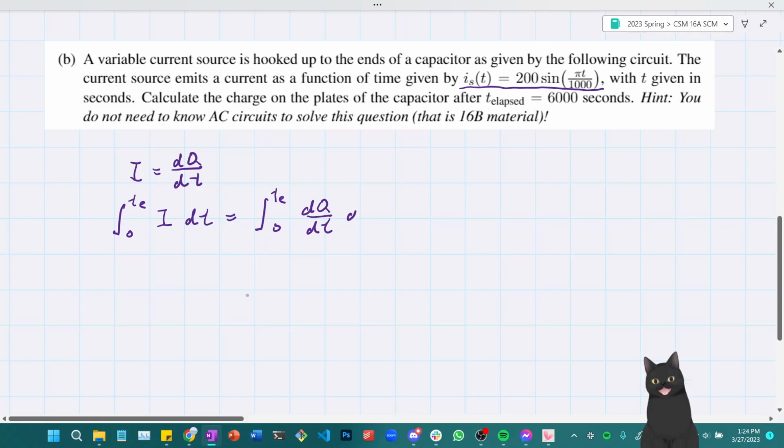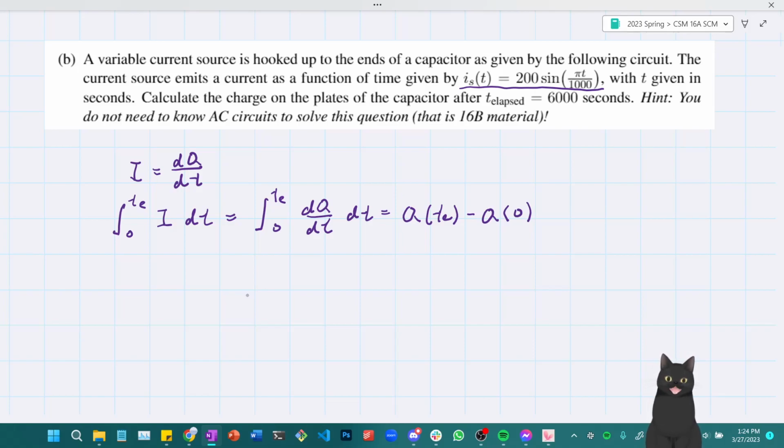And it turns out the right side is equal to the amount of charge at time elapsed minus the amount of charge at the 0th second, which is equal to 0, because the capacitor started uncharged. So let's try to calculate the amount of charge here by integrating the current function over the time period from the 0 second to t elapsed.